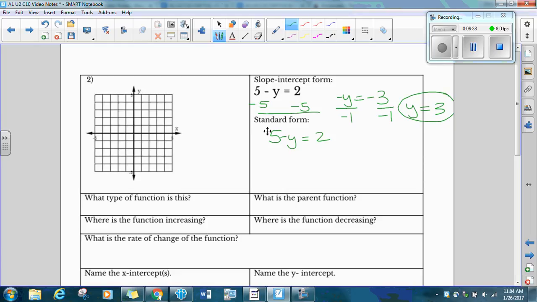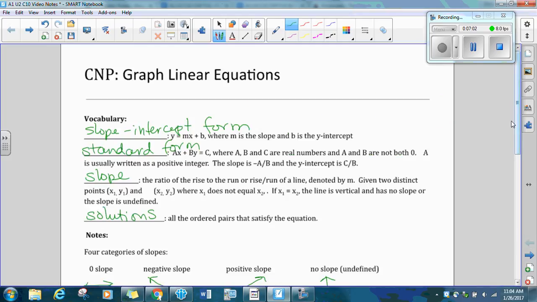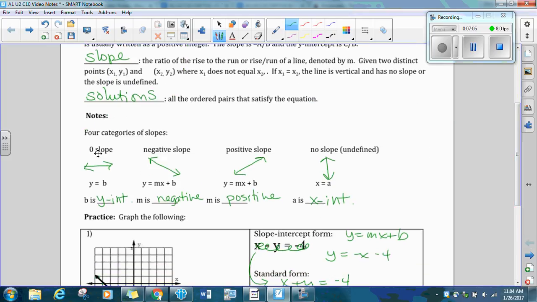For standard form, remember I want my x's first, and then my y's, and then my number. When I move this around, I don't have any x's, and my y is by itself, so this is also in standard form. This is a special kind of equation, notice, because we don't have any x's in there. When I have an equation that says y equals a number, it's going to be a horizontal line because it has a slope of 0.